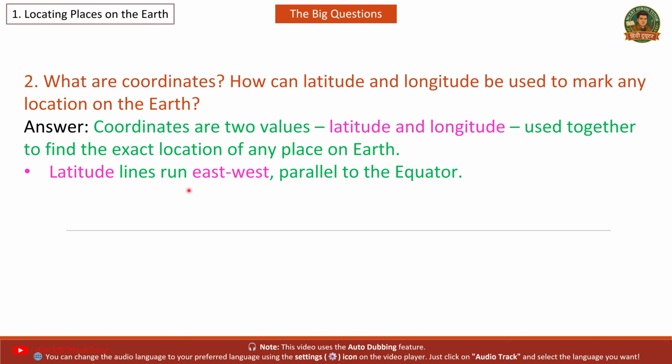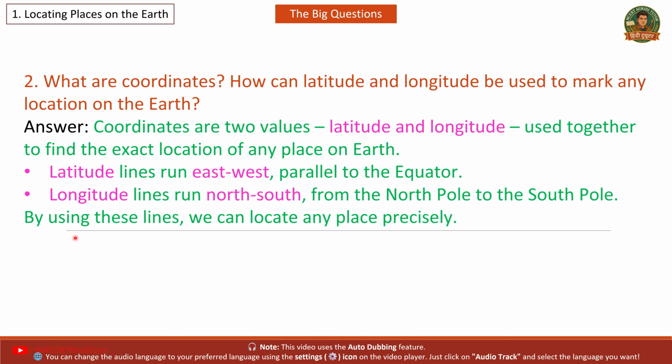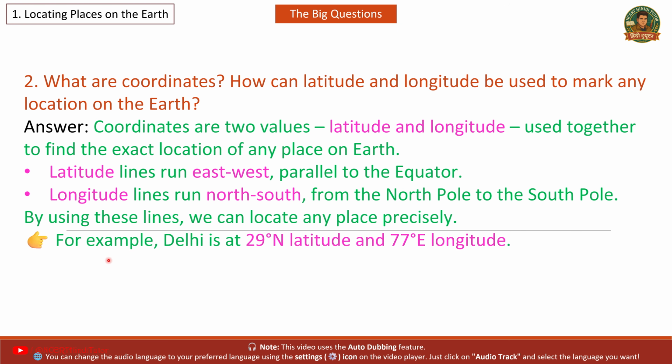Latitude lines run east-west parallel to the equator. Longitude lines run north-south from the North Pole to the South Pole. By using these lines, we can locate any place precisely. For example, Delhi is at 29° north latitude and 77° east longitude.